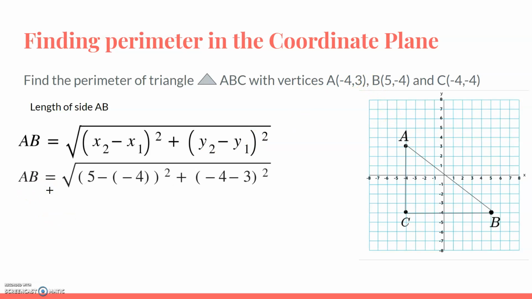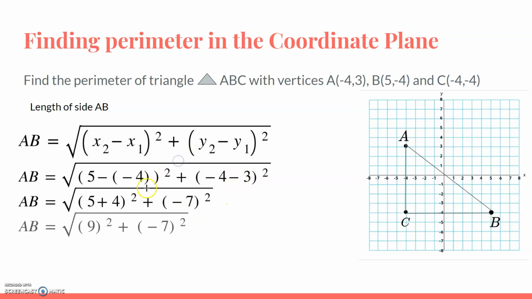So when we plug in our values, we get the square root of (5 minus negative 4) squared plus (negative 4 minus 3) squared. Then when we add all of those numbers up, the negatives cancel here, so we get 5 plus 4 squared, and then these negatives sum up together to get us negative 7 squared. We're just going to add our 5 and 4 to get 9.